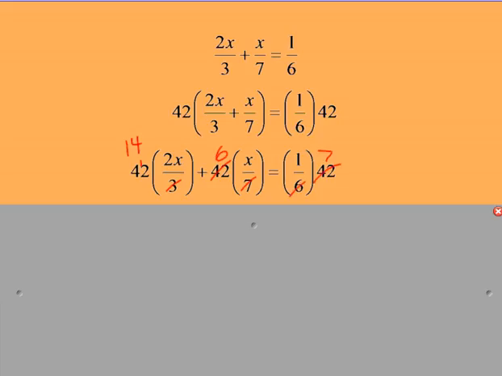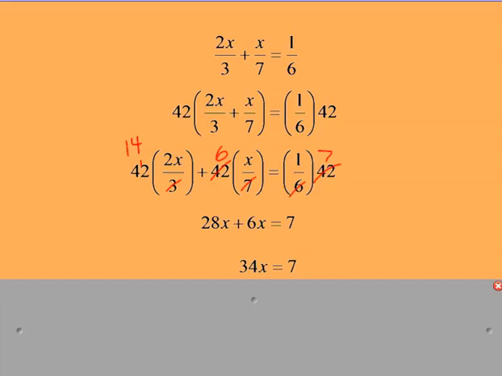We can simplify all of that. 28x plus 6x equals 7. Combine like terms on the left side. 34x equals 7. Divide both sides of that equation by 34, and we get x equals 7 over 34.